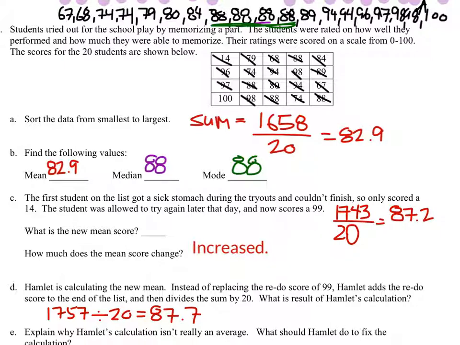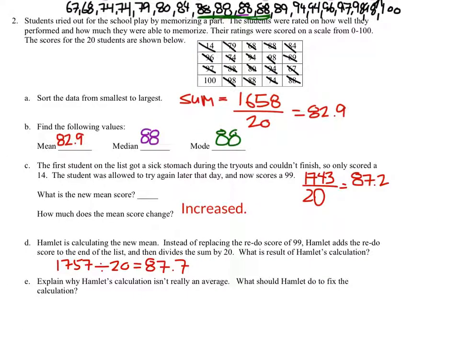Bam. Now notice it didn't really change that much for the actual adding of the 99. So his calculation wasn't really the average because he should have divided by 21. So that's what he should do. He should divide by 21 instead of 20.